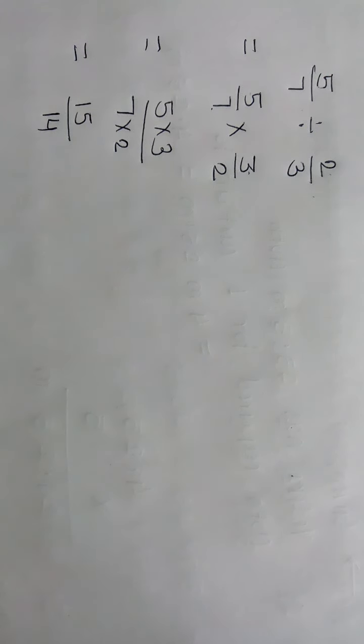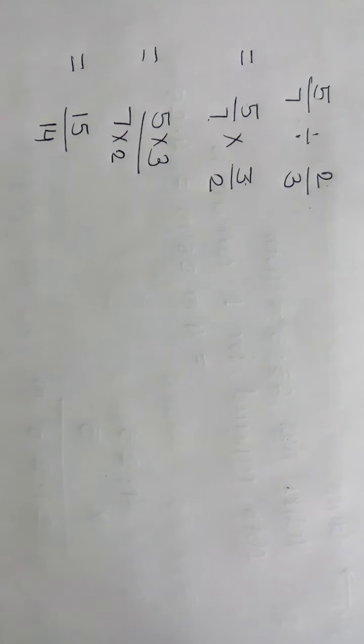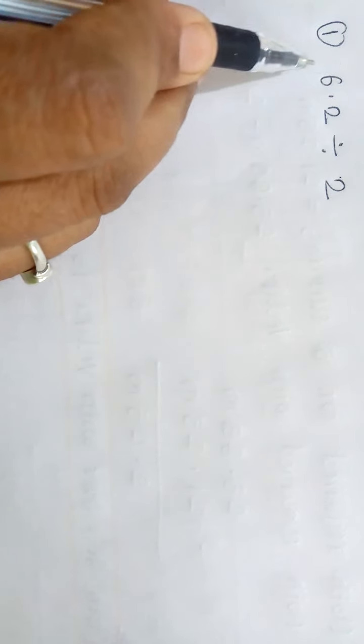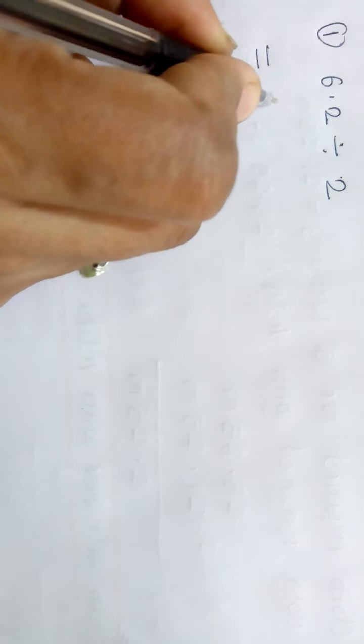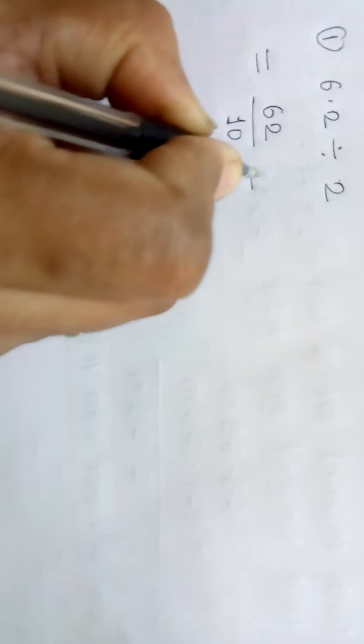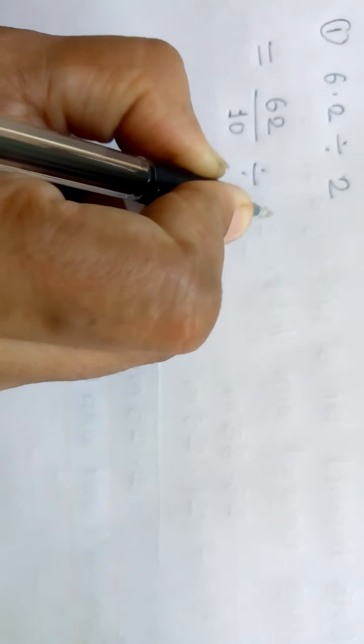But now we will see another method. Here this is division of fractions. Now we will see division of decimal fractions. 6.2 divided by 2. This 6.2 is a decimal number divided by 2. You know very well that we can convert this decimal number into a common fraction also. How to convert? Here we can write 62 upon 10, because after the decimal point there is one place, divided by 2. But 2 also we can write as 2 upon 1.